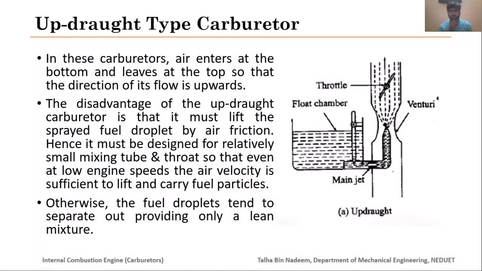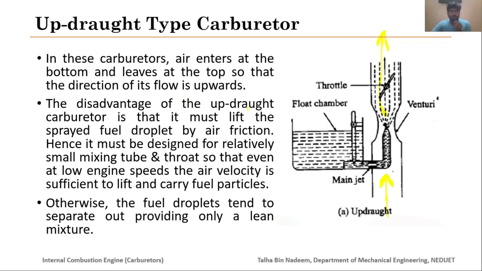Okay, we will just go through the details of this updraft carburetor. I have already explained it, but we will just go through the details. In these carburetors, air enters at the bottom and leaves at the top, so that the direction of its flow is basically upwards. It is coming from bottom and then it is going from the top and taking the fuel along with it. So direction is upwards.